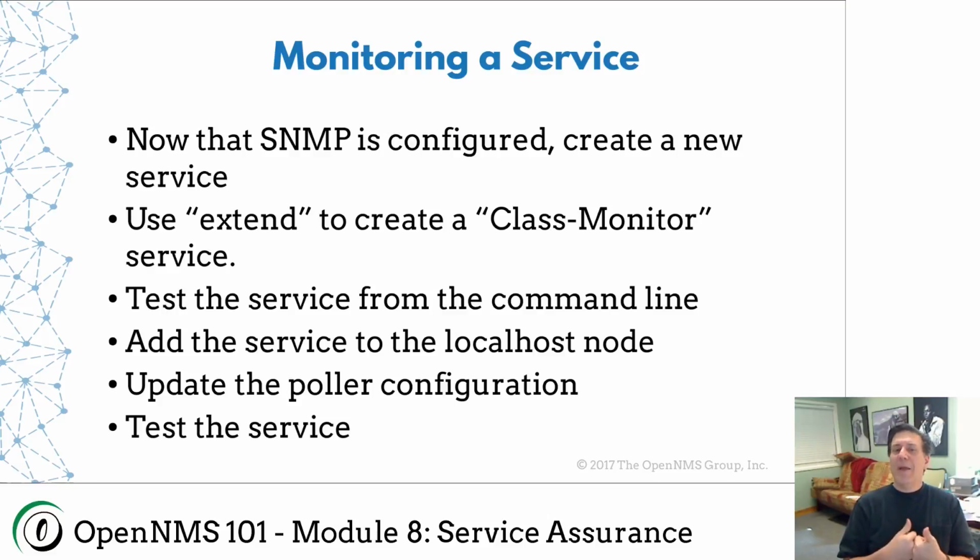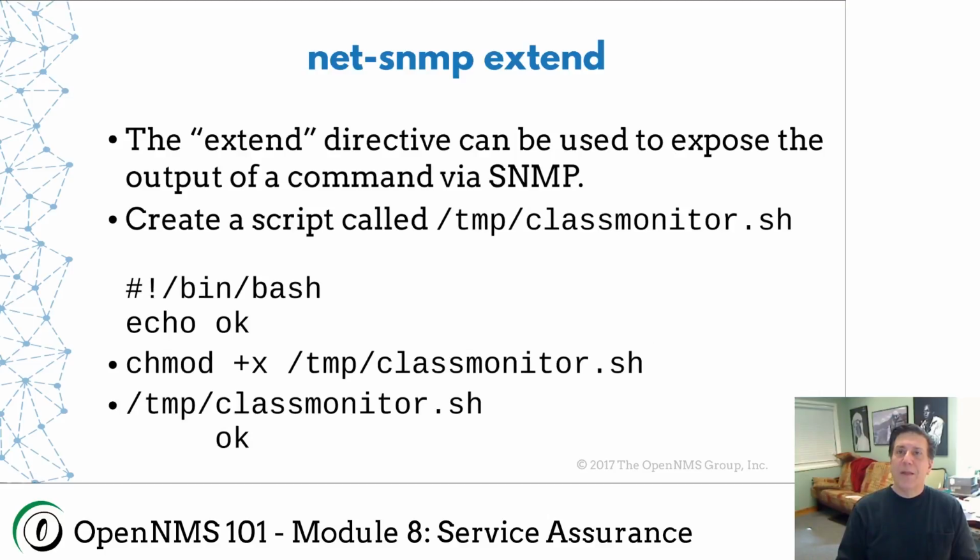So we're going to test it from the command line, make sure it works. We're going to add the service to the node, and then we're going to modify the poller to actually poll the service. Now, talking about extend, extend is really cool. It can run any script, basically. Anything that you can run from the command line, you can run from the extend command. Now, if the extend command is resource intensive, let's say you're doing something that's going to take 30 seconds to a minute to return, what you may want to do is to cron that and then just use the extend command to return the output of that cron. But in the case of this exercise, we're going to create a simple script, and we're going to just run it using an SNMP get.